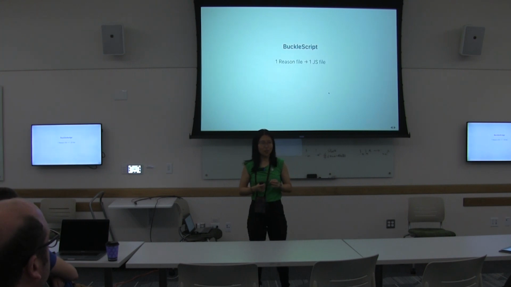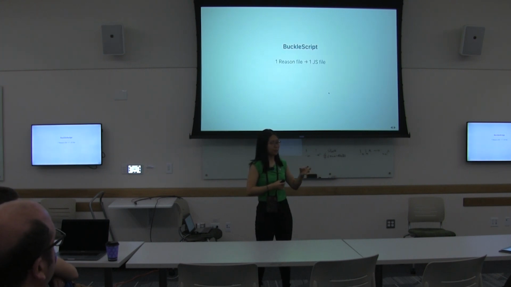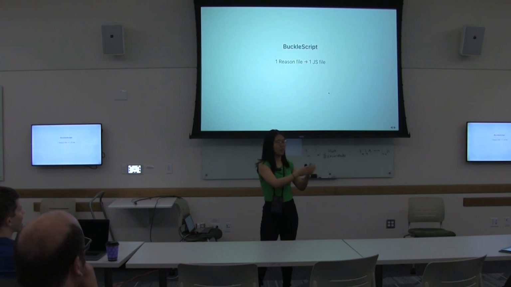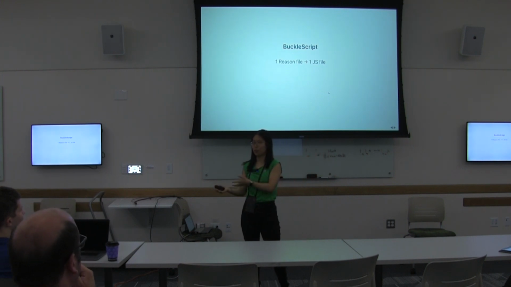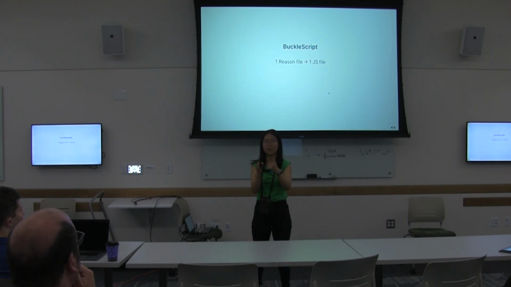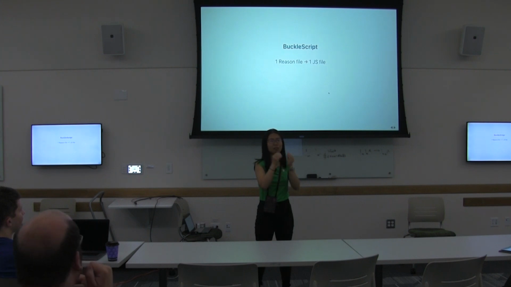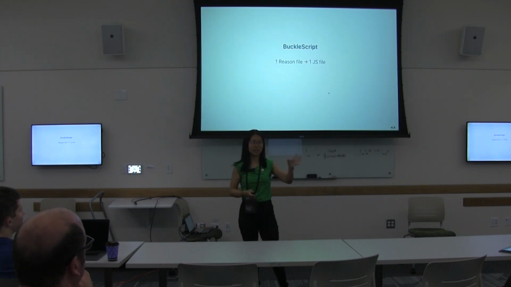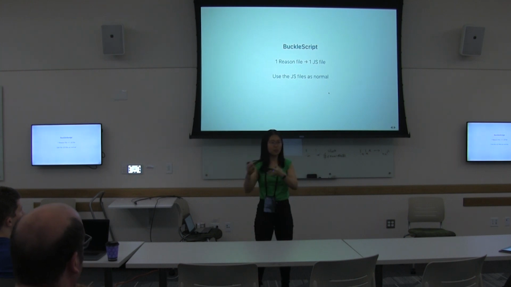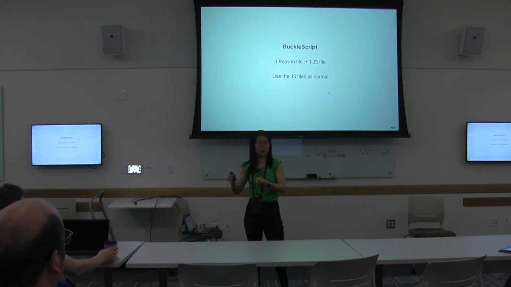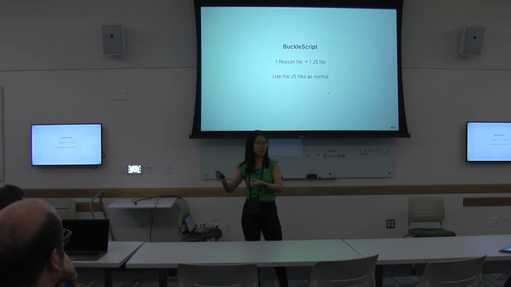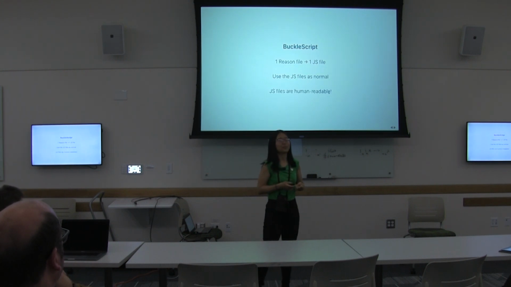So how does it actually work? It will take each Reason file, whatever it happens to be, like index.re or component.re, and then it will turn it into the corresponding JavaScript file. So it'll be like index.js, or you can actually configure the suffix, and usually it'll be index.bs.js. But the idea is that one Reason file maps to one JavaScript file. And then, because the JavaScript file is just JavaScript, you can actually use it in the rest of your code base, because the rest of your code base doesn't know, it can just see the JavaScript.